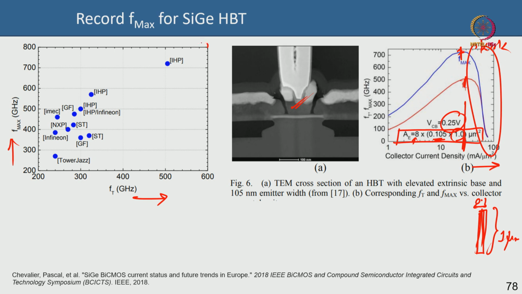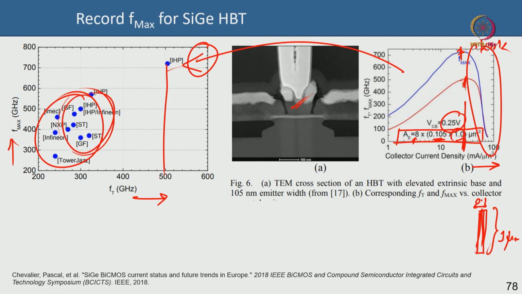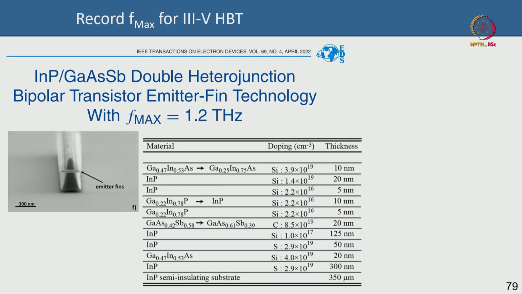This image here shows Fmax versus FT. You want ideally to be at this point, higher FT, higher Fmax. There is this company that has almost achieved that, at 700 gigahertz and 500 gigahertz. This is the particular data point here, but a bunch of commercial devices are here, 300 to 400 gigahertz and also 400 to 500 gigahertz of Fmax. These are commercially available, and even academic reports are there.